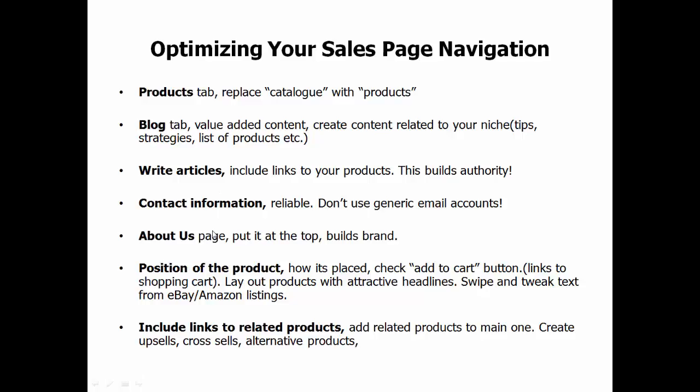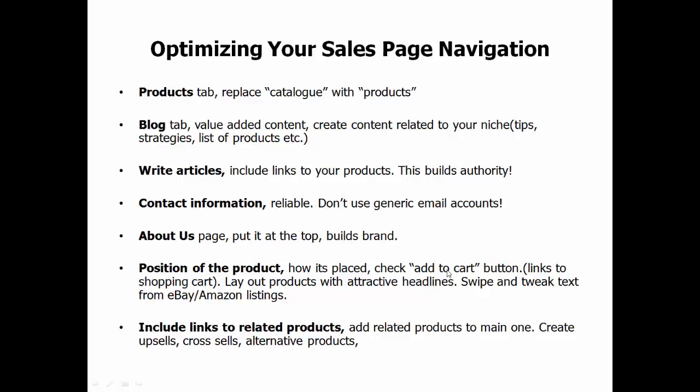So on each product sales page, you definitely want to look at how the product is placed. The position is very important, where the add to cart button is, okay? The color, different sizes of text, all the different things that you can test out. Lay out your product well with an attractive headline. Test out the color of the add to cart button. Write positive text that explains your products, okay?